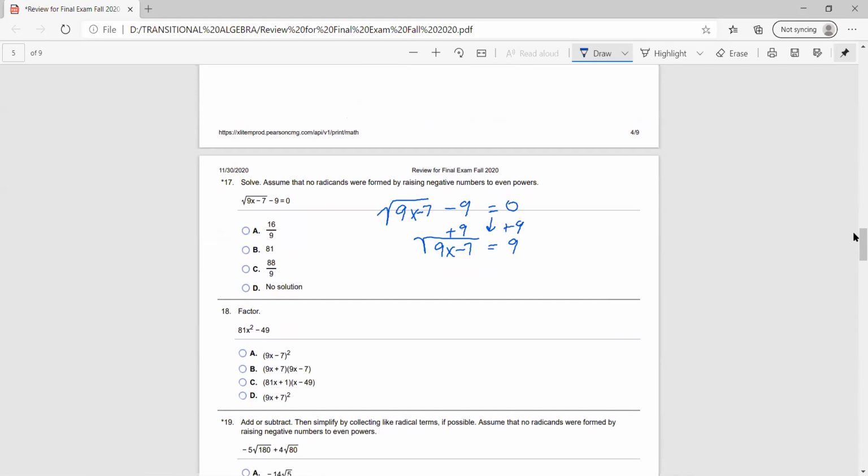Now, how do you get rid of a square root? I'm going to do this in another step just so I can make sure that I explain it.